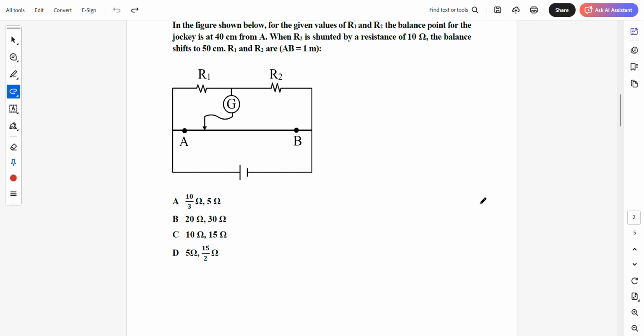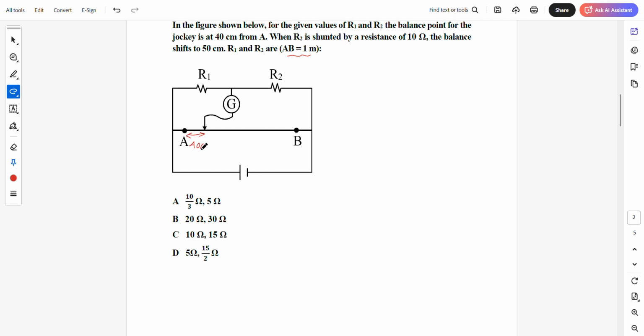Okay, we'll see this first problem. What it is saying in the given figure, for the given values of R1 and R2, the balance point for the jockey is at 40 centimeter. Here AB they have given 1 centimeter. This is 40 centimeter.